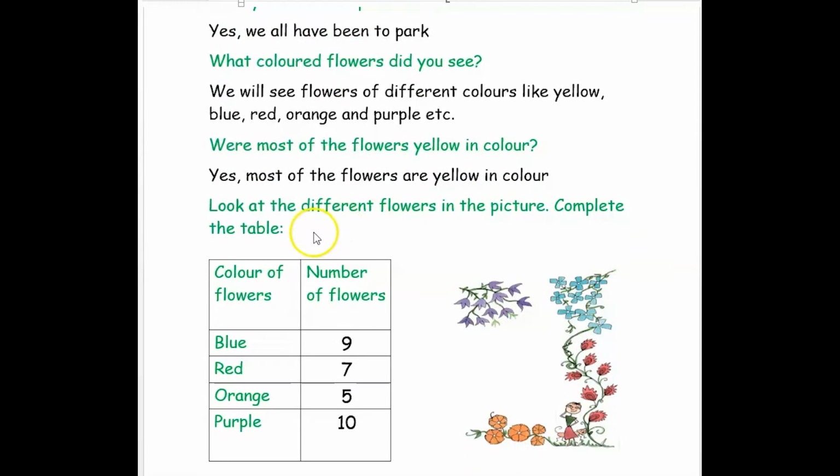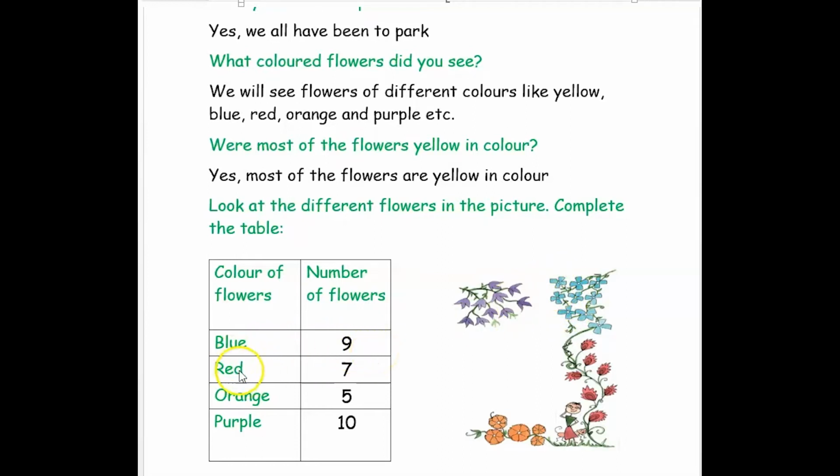Okay, so now we look at the different flowers in this picture. By looking at the flowers in the picture, we are going to complete this table. So what have they asked? Colors of flowers and number of flowers. We are going to count the number of flowers and fill in this table. The first color given is blue. We'll count the number of blue flowers. 1, 2, 3, 4, 5, 6, 7, 8, 9. So the number of blue flowers is 9.